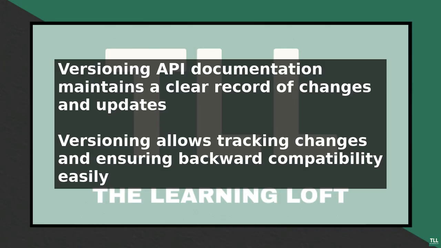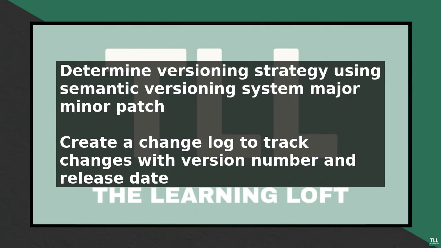First, determine the versioning strategy for the Build.com API. The most common approach is to use a semantic versioning system, where the version number is in the format of major, minor, patch. The major version represents significant changes. The minor version represents new features or enhancements. And the patch version represents bug fixes or minor updates.